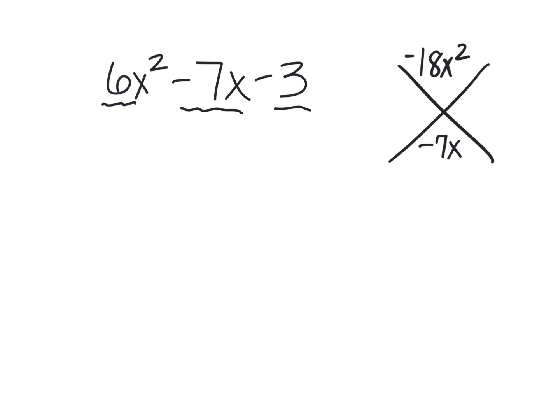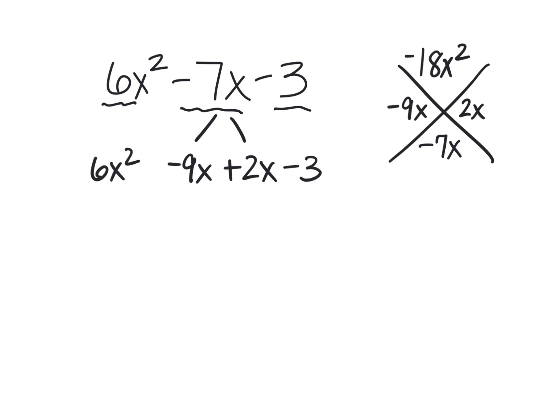So what times what is negative 18? But when you add, you get negative 7. That would be a negative 9x and a positive 2x. So now I'm going to split this up into negative 9x plus 2x. So that still equals negative 7x. And then I still have 6x squared and minus 3 at the end.